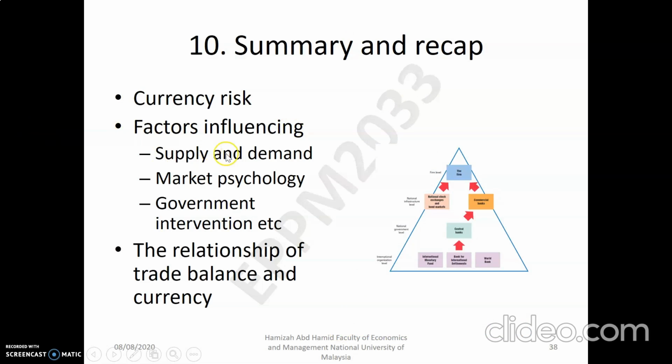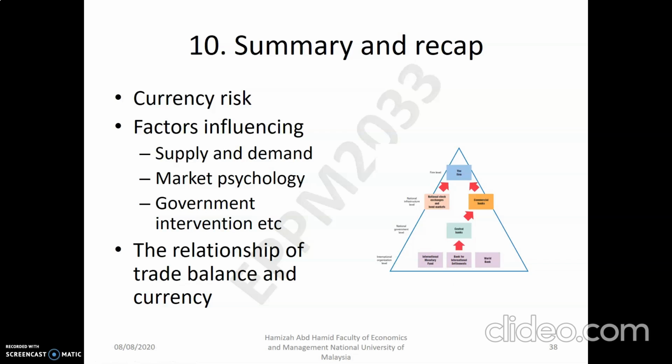So to recap, what we have discussed today is currency risk. There are several factors influencing the price of a currency, which are supply and demand, market psychology, government intervention, and so on. We also discussed the relationship between trade balance and currency rates. We have also discussed the players of the international monetary system. This includes different levels: the firm level, national level, and also international level. So this includes the firm, commercial banks, the stock market, commodity markets, and bond markets, regulated by the central banks, and supported by the IMF, the Bank for International Settlements, and also the World Bank.